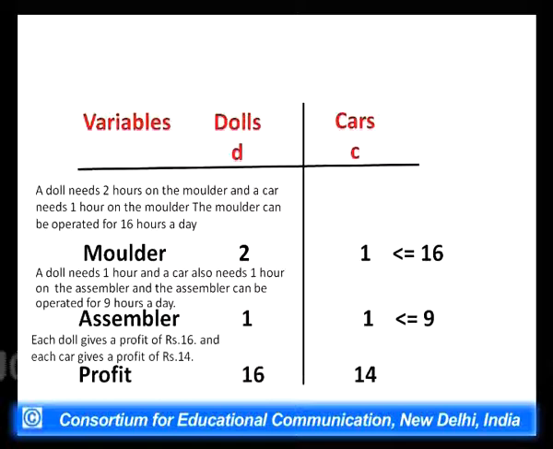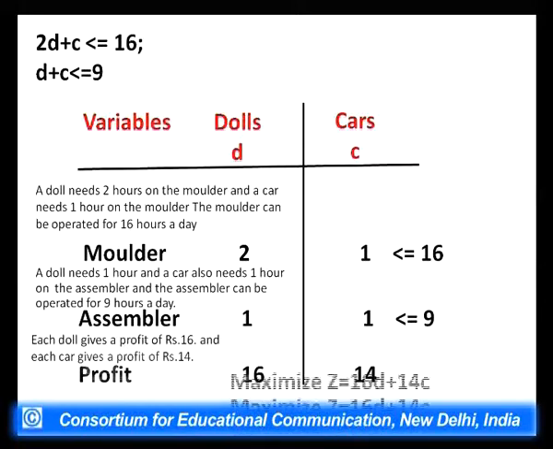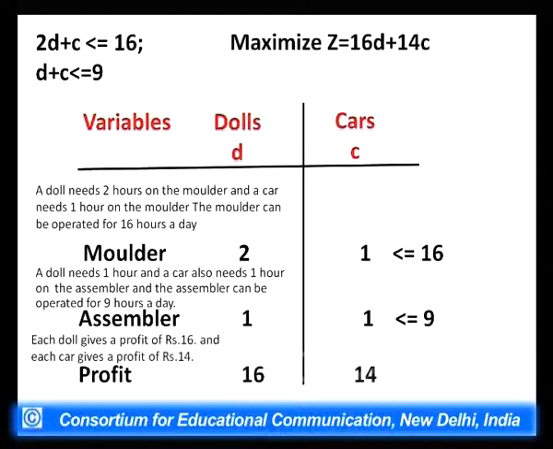Now we have to make the mathematical equations, and that we are going to call the formulation of the problem. Just look at the screen. The first constraint is written like this: 2D plus C less than equal to 16, and D plus C again less than equal to 9. These are capacity constraints, and the profit is to be maximized. Z is equal to 16D plus 14C, and we should not forget the non-negativity constraints. It means D and C will always be greater than equal to 0. So this now formulates the problem.